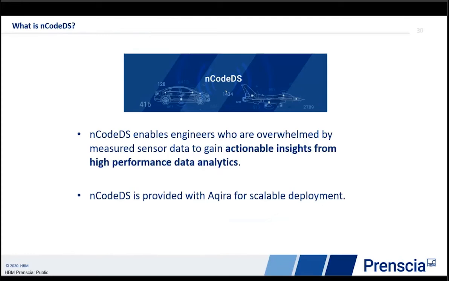And nCodeDS is focused on that to enable engineers who are really overwhelmed by the amounts of measured sensor data to gain actionable insights from high performance data analytics. This is what nCodeDS is all about, and it comes built into Aqira. And the reason for that is nCodeDS is all about providing the ability to analyze huge amounts of data, which really lends itself to some kind of scalable deployment, server processing, how to make that as fast as possible, as opposed to just running on a laptop.